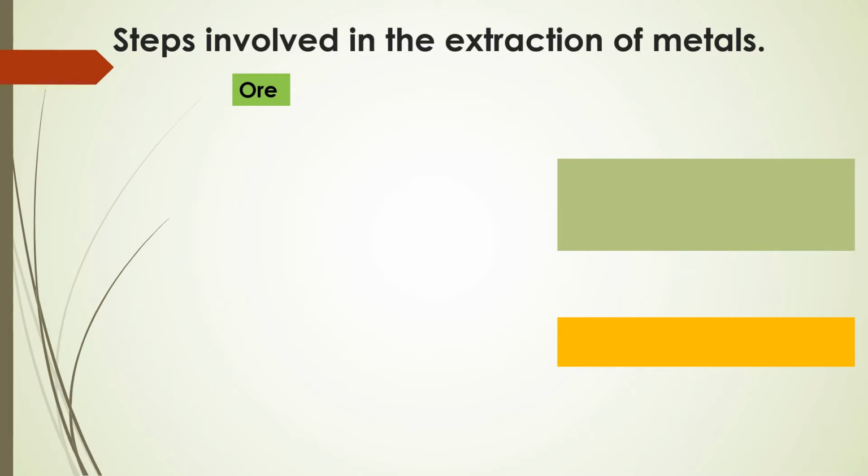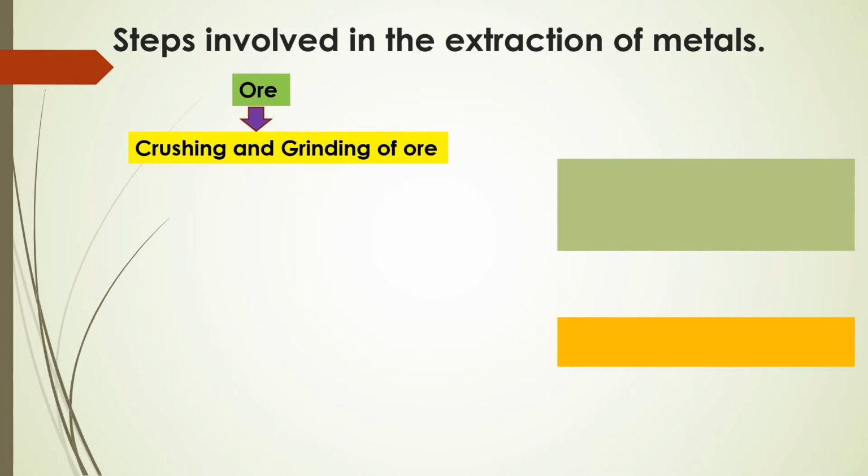First, we need to have ore, because without ore we cannot start extraction of metals. So we need to collect ore. Now this ore comes in big sizes; lumps of ores are found in nature. To do any type of reaction with larger sizes is a little difficult, or a slower process, compared to fine particles of that ore. Therefore, the first step involves crushing and grinding of ore. The main aim of this step is to convert larger lumps of ore into fine powder, which is done by using crushers or ball mills. This process is also known as pulverization.